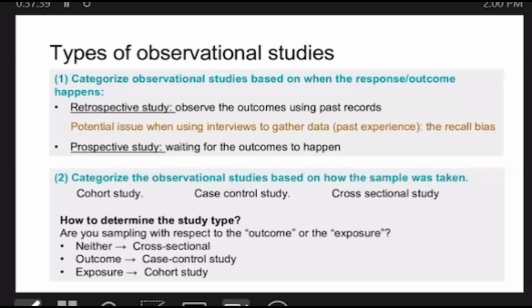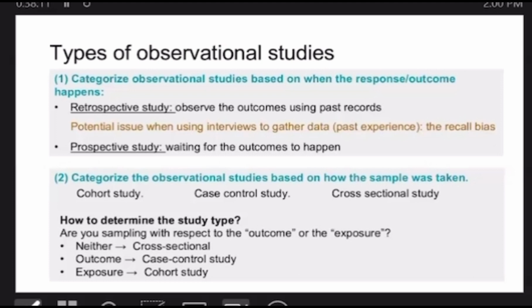In the case of cohort, I actually identify individuals who are already exposed, for prospective. And for retrospective, individuals whose outcome of interest has already occurred, and I want to look back. There's nothing like control here, but in the case of a case control study, that's why it's called case control.